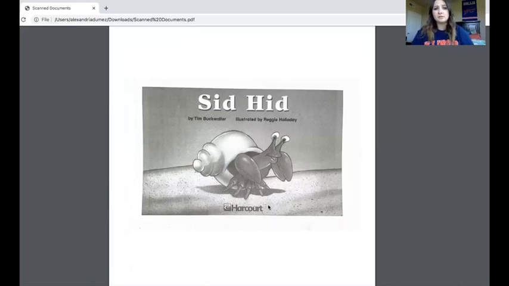If my pointer is moving too fast for you, just go ahead and pause the video on the page so that you can take your time and read the sentences. If you come across a word you don't know, make sure you do your best to sound it out. For example, we have the word Sid. I can sound it out like this: S-I-D, Sid. So make sure you're doing that if you come across a word that you don't know. Let's go ahead and get started.